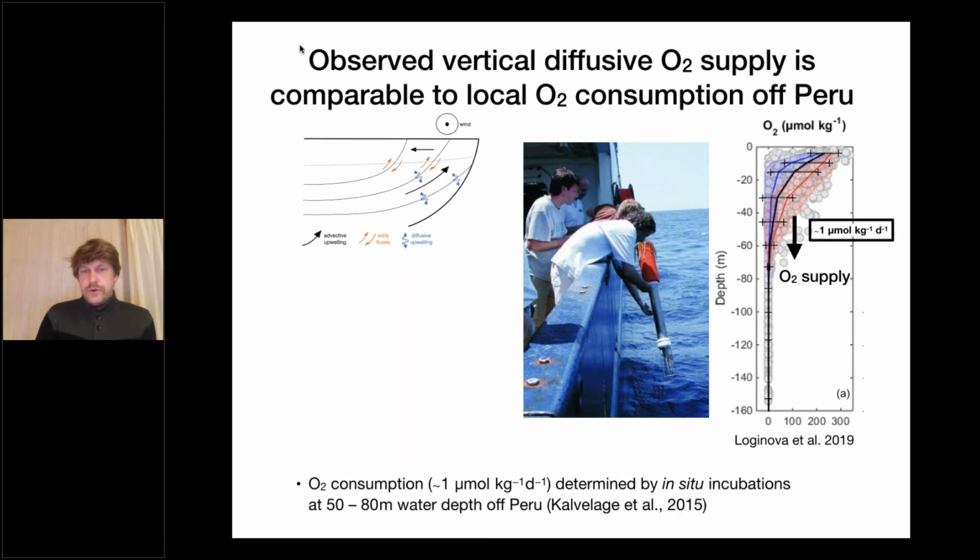And what we could show is that the diffusive oxygen supply is comparable to the local oxygen consumption from the magnitude which was observed by Kalvelager et al. So it's about 1 micromole per kilogram per day. That means you definitely have to account for these diffusive oxygen fluxes if you want to properly represent oxygen dynamics near the coast or in the upwelling systems.